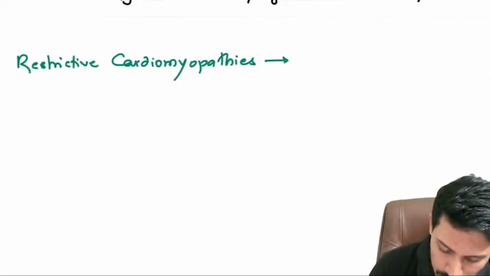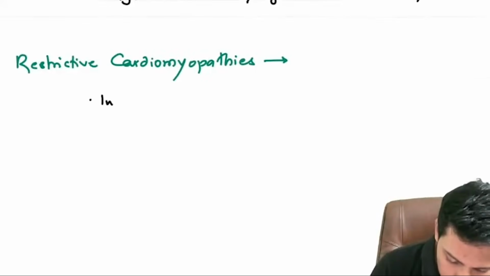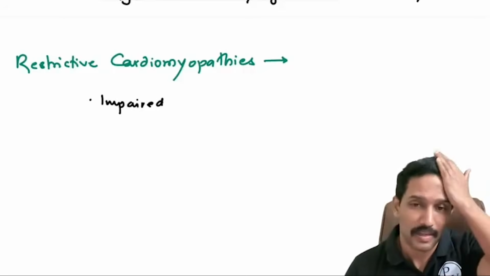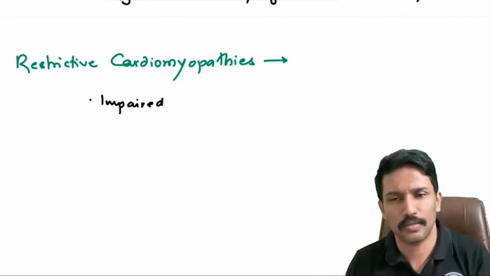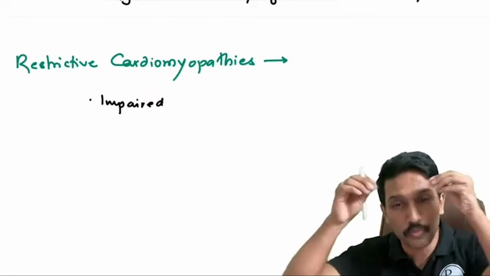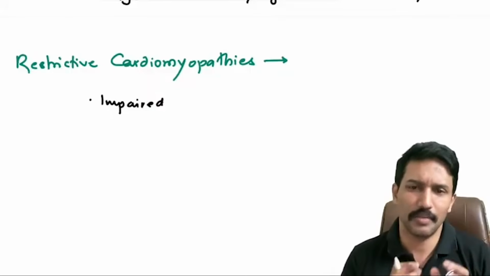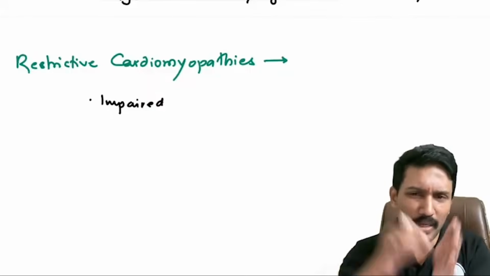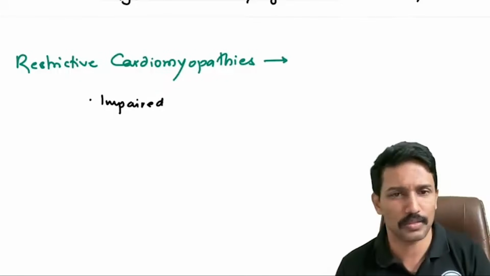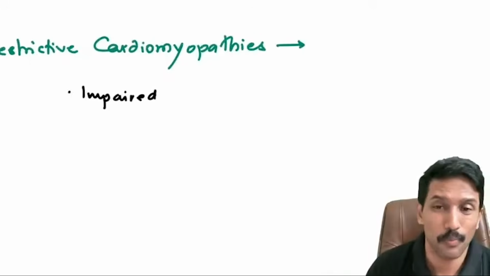So restrictive cardiomyopathy is basically impaired relaxation, and it affects the right side of the heart more than the left, because the left side of the heart is quite muscular, so it takes a larger amount of stuff to be stored in it to make it dysfunctional. The right ventricle is not as muscular as the left, so with a minimal amount of storage it loses its function. That's why the right is affected more easily.